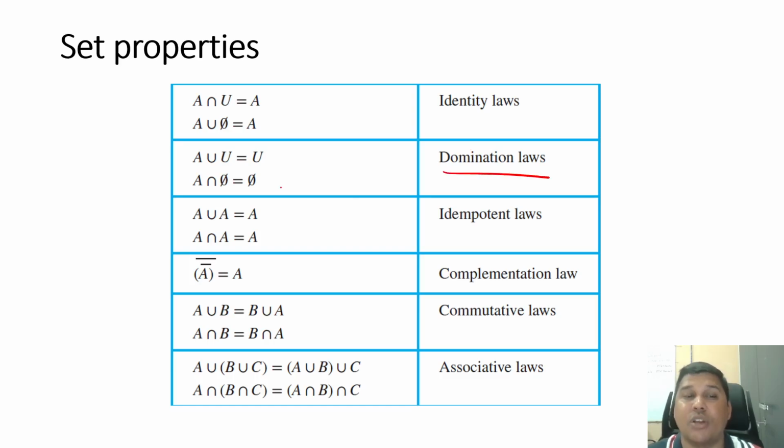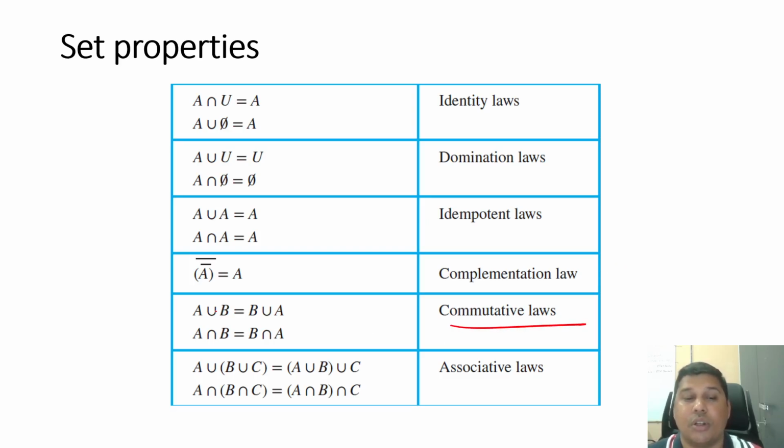Then we have domination laws: A union U, which means the bigger set will come under that, so U. And A intersection null is null, because what is common in set A and null is null. Similarly, we have idempotent laws: A union A equal to A intersection A equal to A. When you have the same thing and you do union, it is the same set. Complementation law, we all know this: the complement of A complement is A. Double negation, negation of negation of A, it is A.